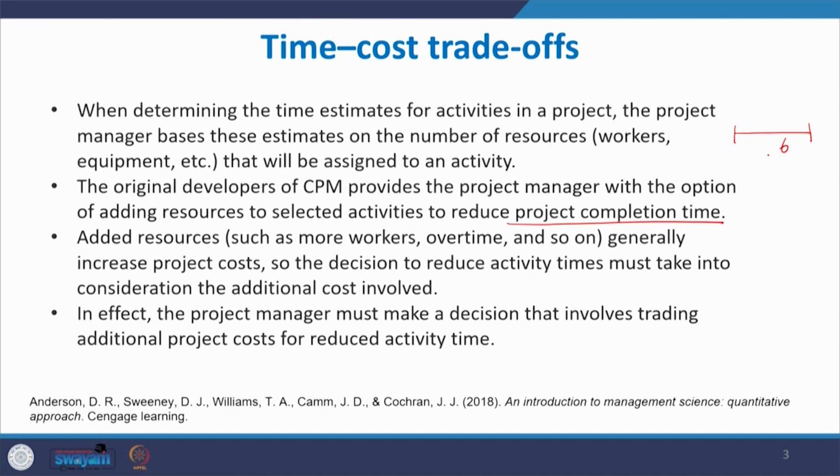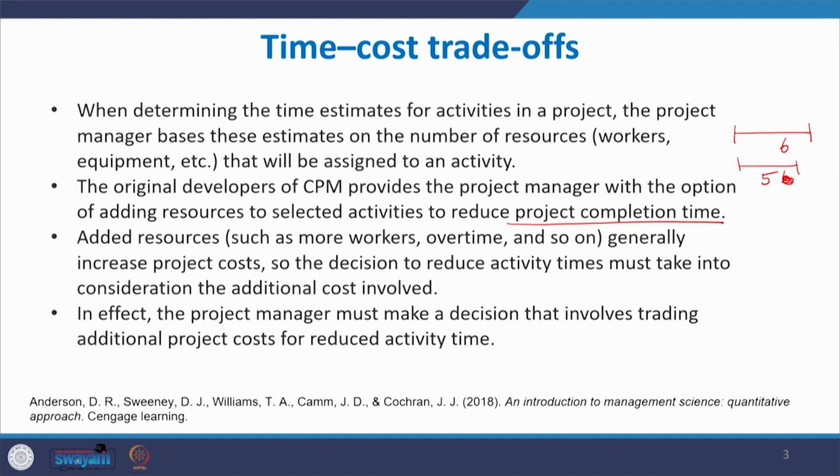Suppose I have a project activity that takes, for example, 6 days. What will happen when you add more resources? There is a possibility I can reduce this activity from 6 to 5. So when you supply more resources, the activity duration can be minimized. The added resources generally increase the project cost. So when we add more resources, the project cost increases.